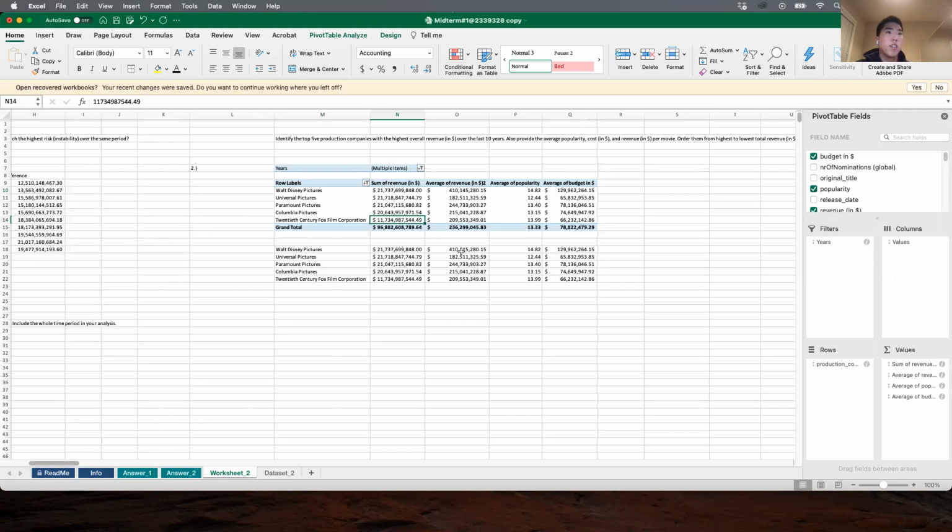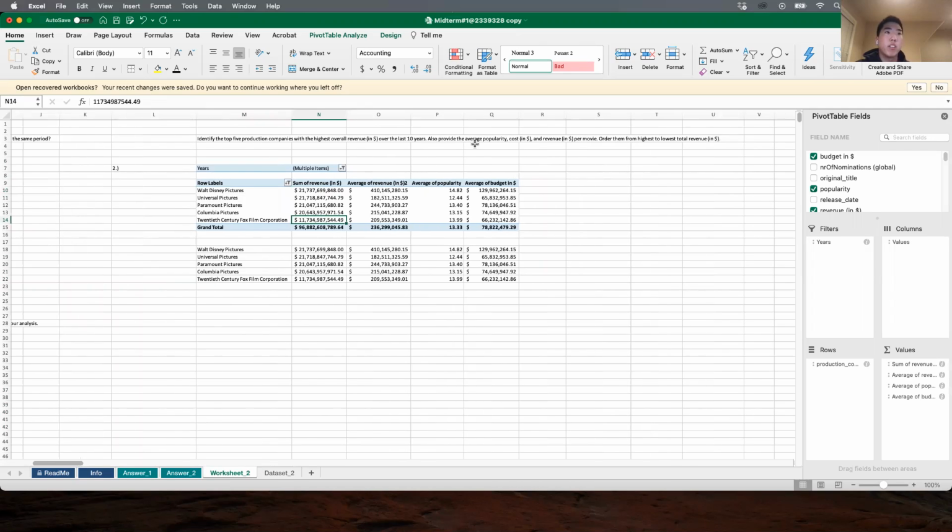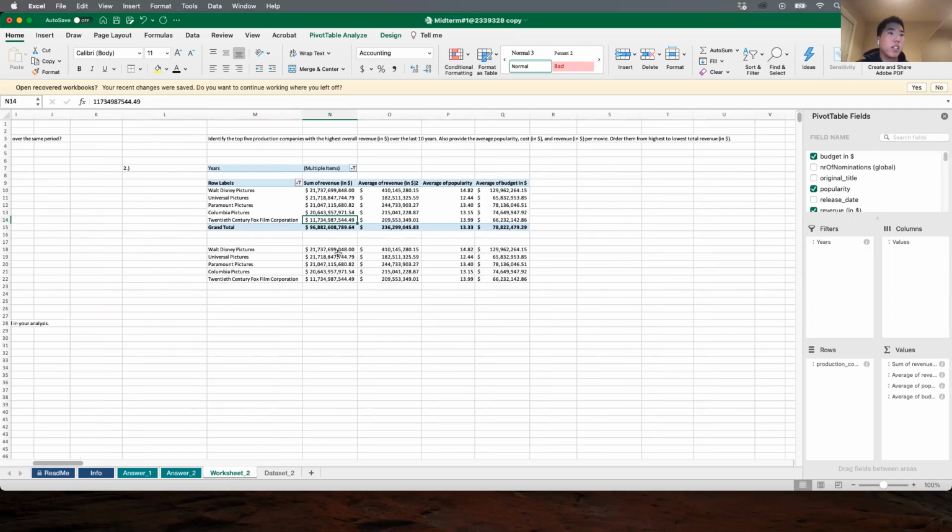The question also asks for the average popularity, average cost, and the average revenue per movie, ordered from highest to lowest. I answered that here.